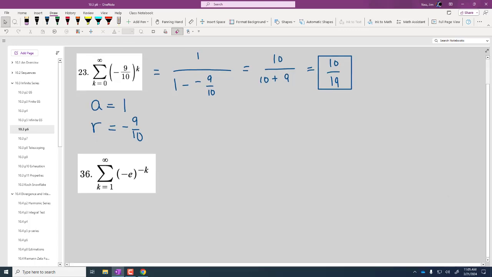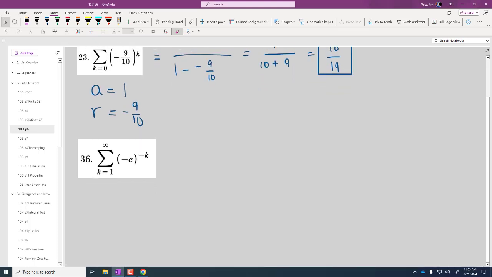Okay, will this one converge? Nope. So let's identify A and R. So A, what's A here? So A, we plug in the 1 there, so we're going to get 1 over negative E, so we could write that as negative 1 over E. Everyone agree with that? So we're plugging in 1 right there, a negative 1 exponent, you reciprocate, so 1 over negative E. And what's the common ratio?